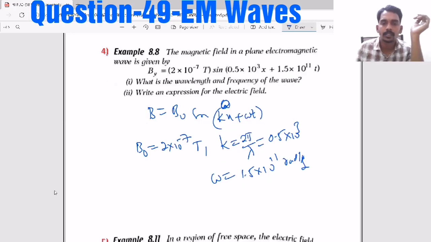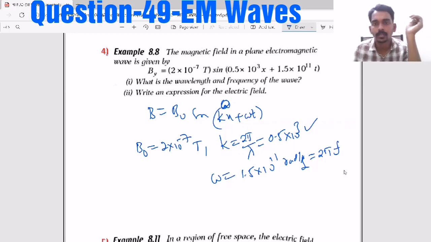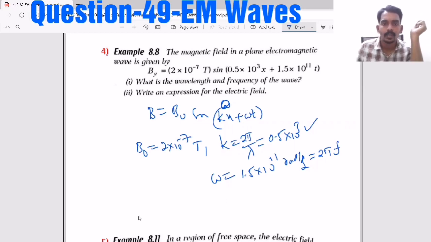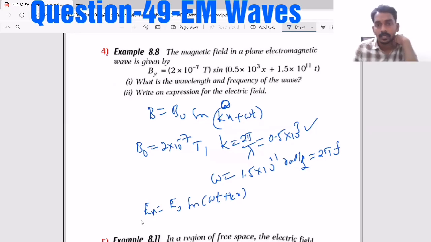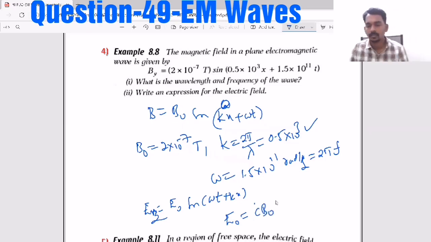Now, what is the wavelength and frequency of the wave? Wavelength you can calculate from here, and omega equals 2 pi by T, nothing but 2 pi f, so you can calculate the frequency. Now write an expression for the electric field, E equals E naught into sine omega t plus kx. The wave is moving along the x-axis and the magnetic field is along the y-axis, so you have to take the electric field along the z-axis, where omega and k remain the same. Only E naught changes, where E naught becomes C B naught. You have the B naught value, and you know how to find the C value, so that way you can find the value.